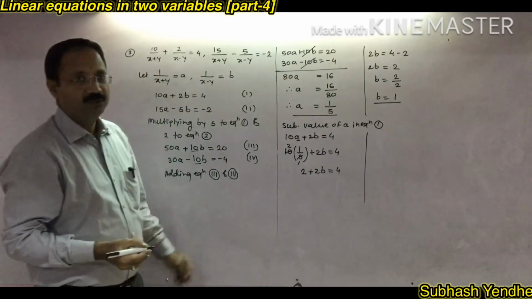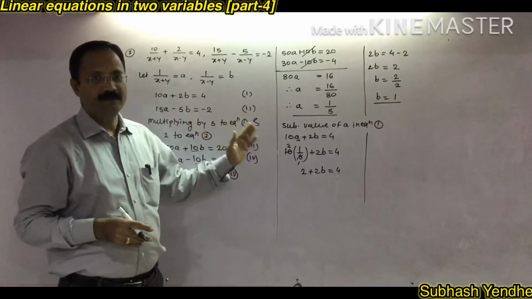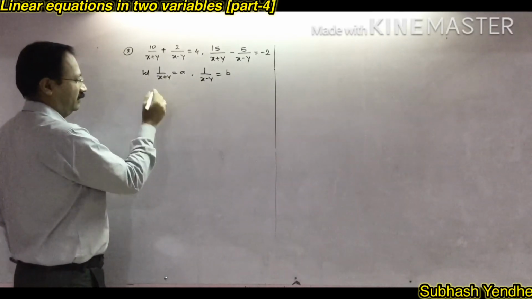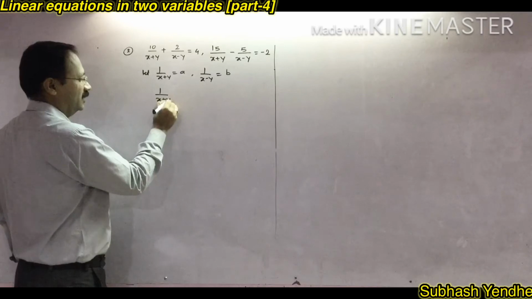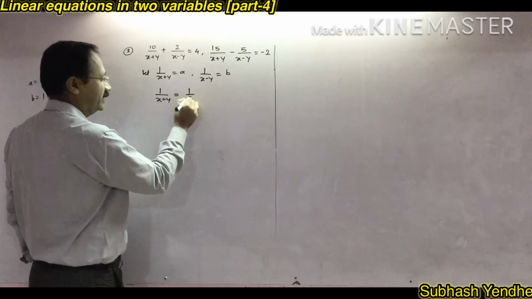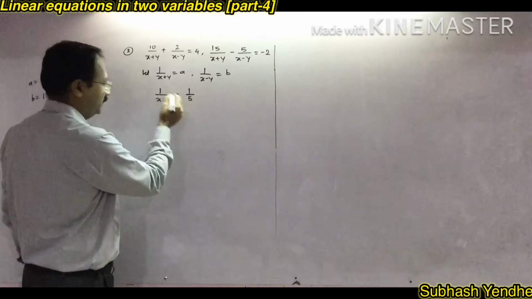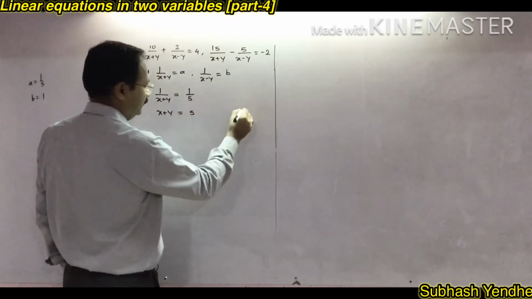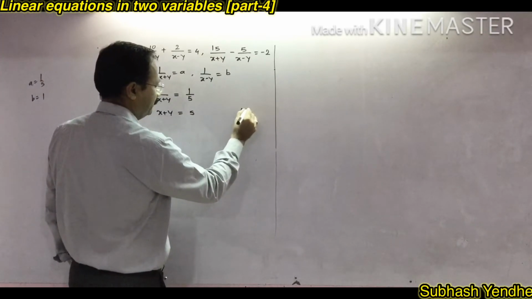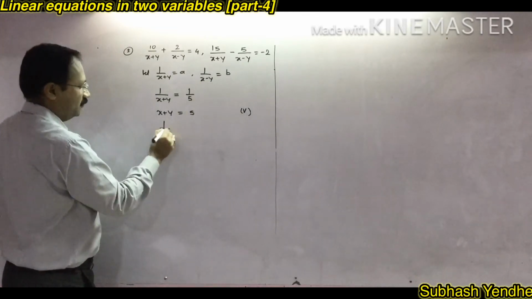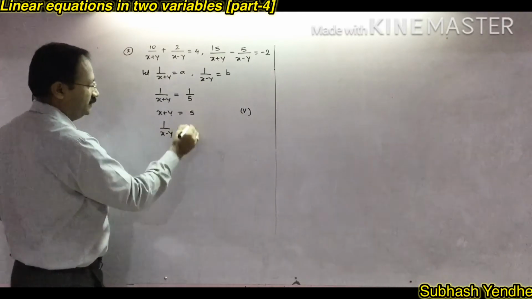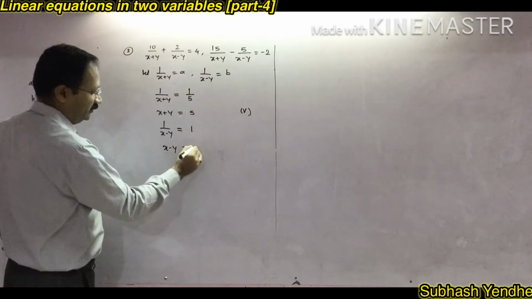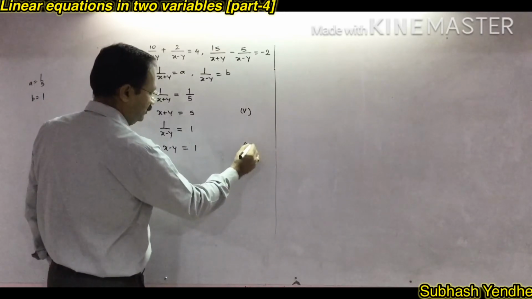Now what do you have to do? You have to substitute the value of b. Let's substitute the value of a and b in this one. So 1 upon x plus y equals a's value, we get 1 upon 5. Now cross multiply, so we'll get x plus y equals 5. This is equation number 5. And then for this one, 1 upon x minus y equals b's value, we get 1. If you cross multiply, we will get x minus y equals 1. This is equation number 6.